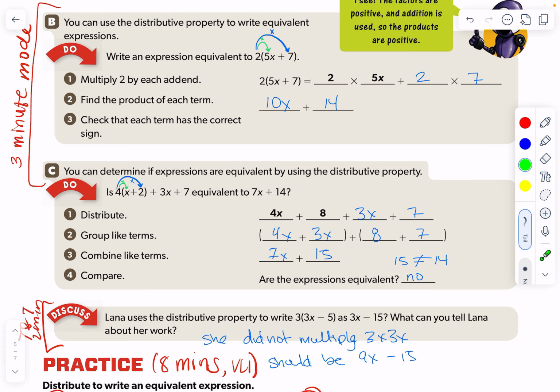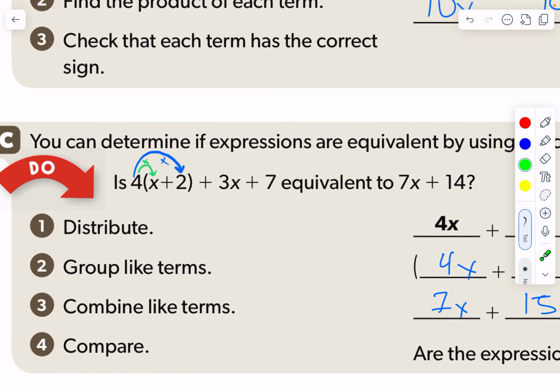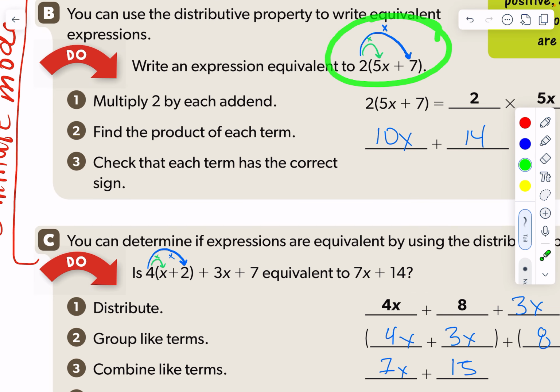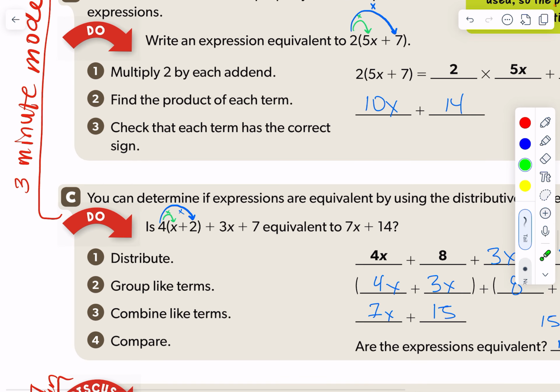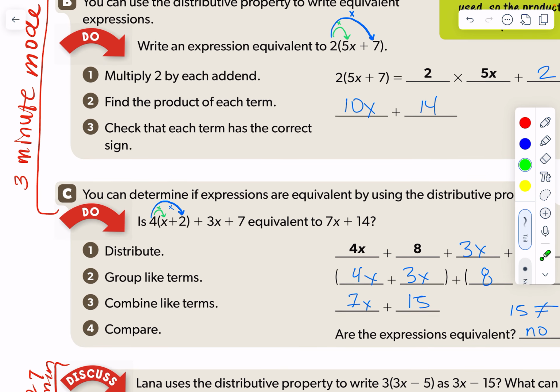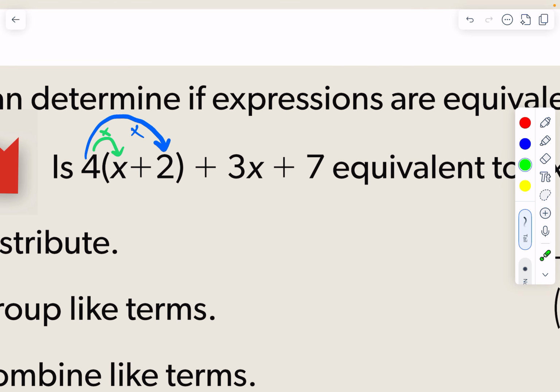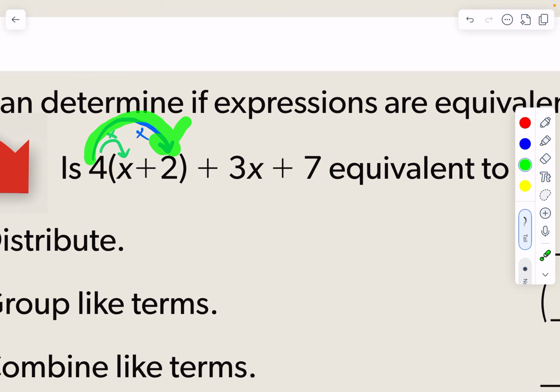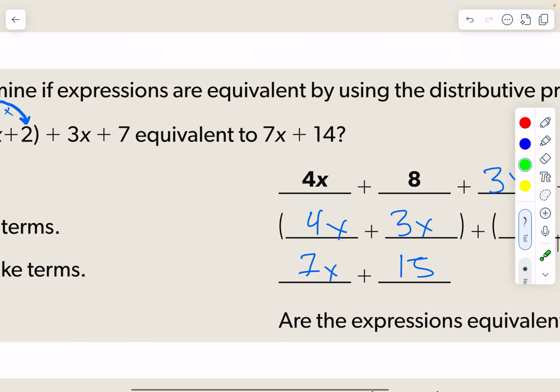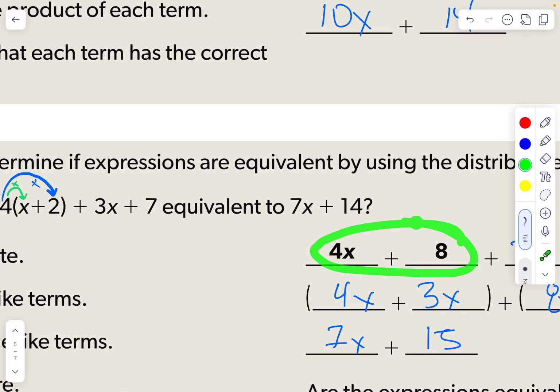The last model that you are going to do is around the distributive property as well, so taking on what we did up here. However, there's also a piece where we are trying to add more terms to what we've already distributed to then figure out whether it is equivalent to another expression. And so we're going to do the same thing. 4 times x gives me 4x, and then 4 times 2 gives me 8. So I have 4x plus 8.